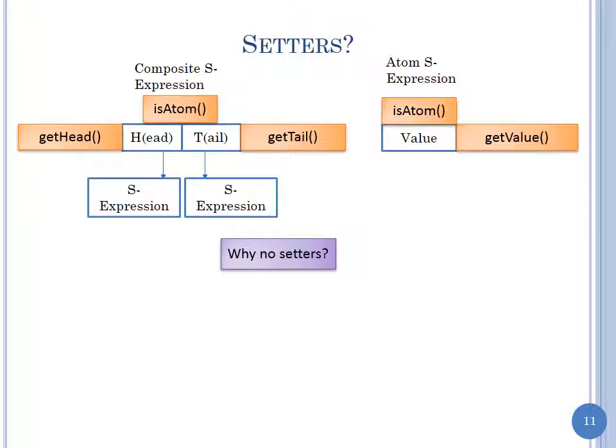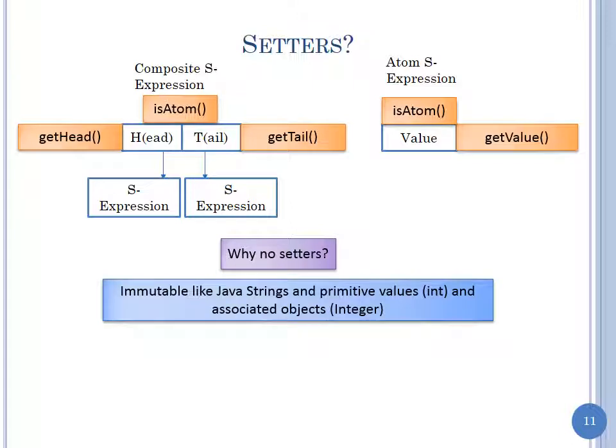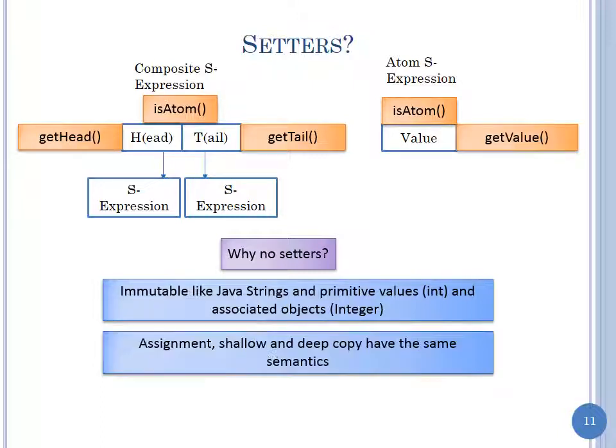So that is why we have no setters. So they are immutable like Java strings and primitive values, int, and associated objects like Integer. Assignment, shallow, and deep copy have the same semantics. By the way, this is not the only reason for making strings immutable.